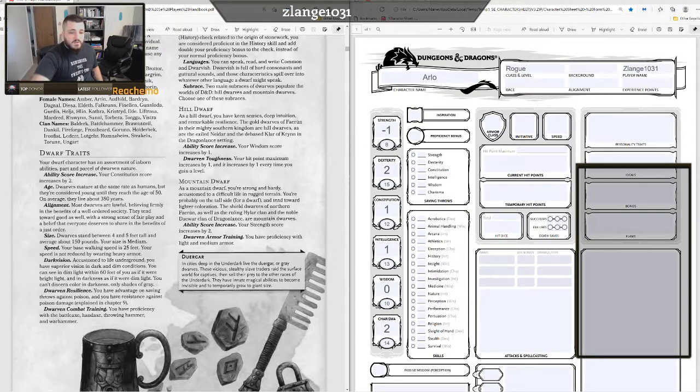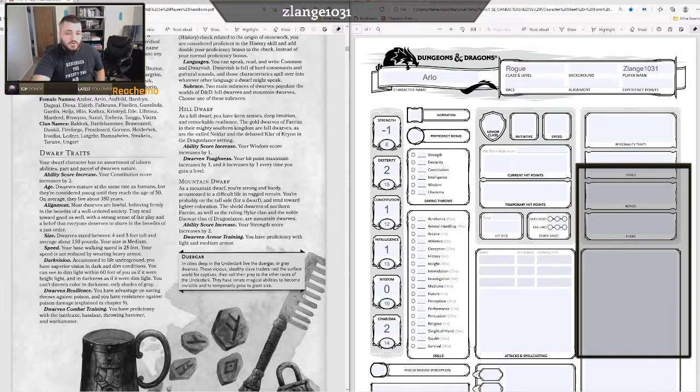Alright, so the ability score increase for the dwarf race is your Constitution will go up by 2. That's actually very handy, handier for some races than others. Your Constitution implies your hit points and stuff like that. So if you want more hit points, you want a higher Constitution.